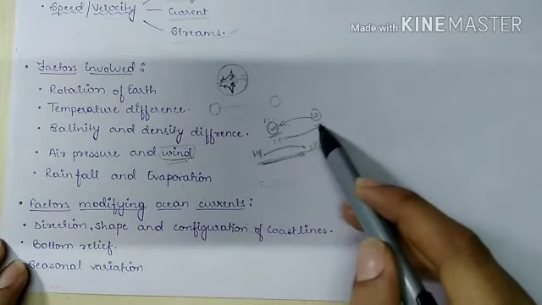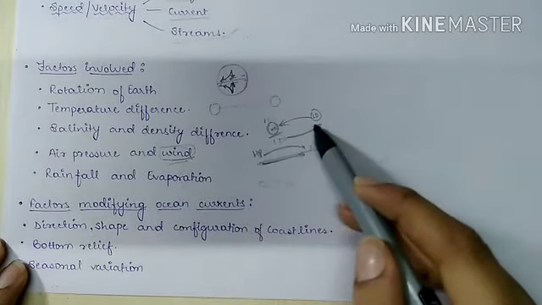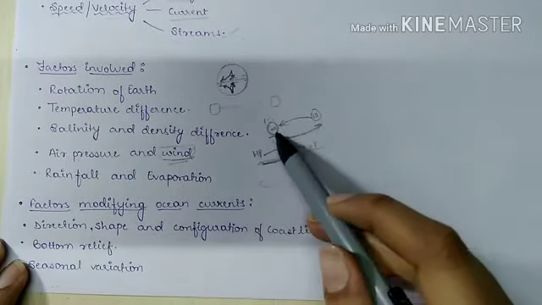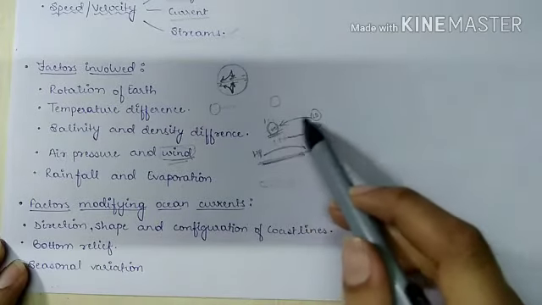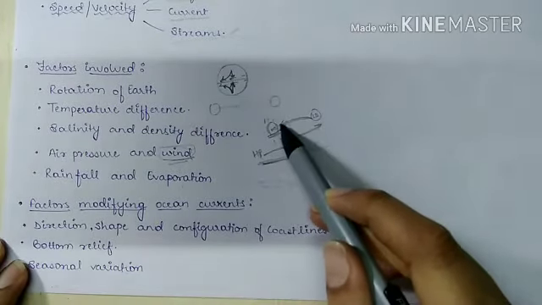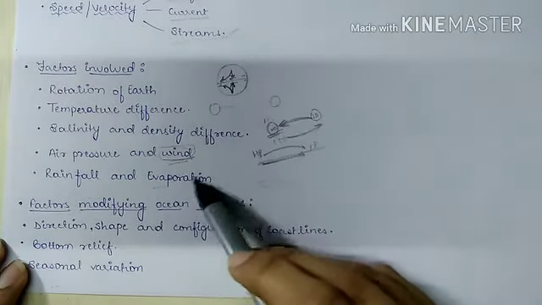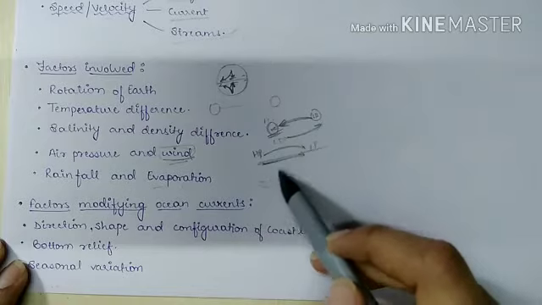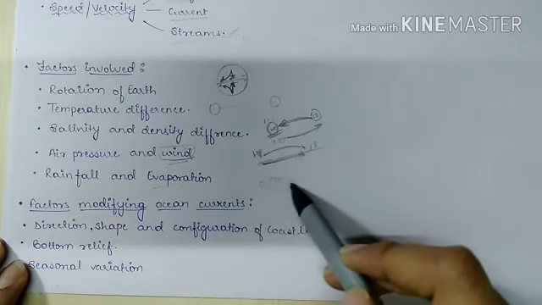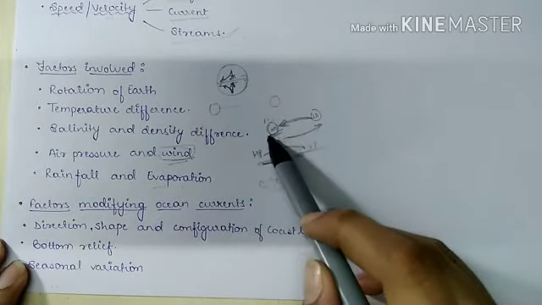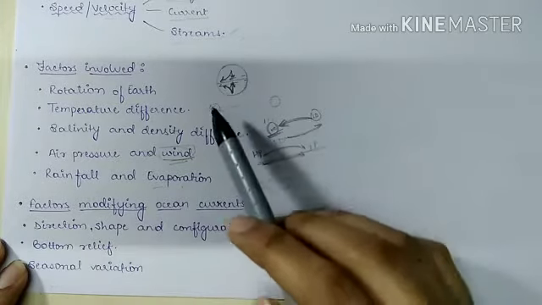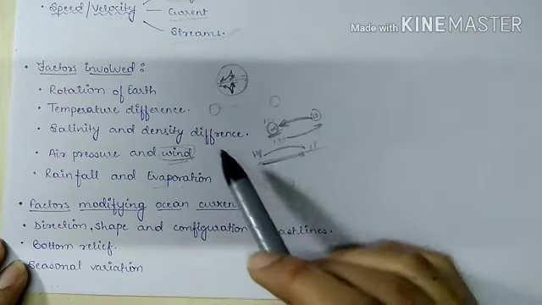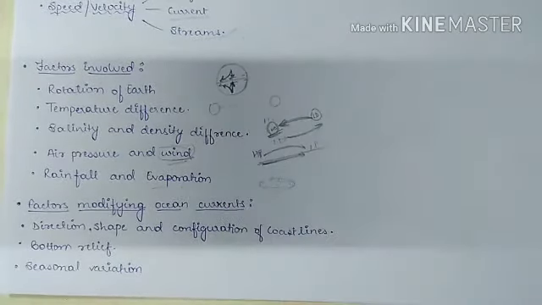water movement will be reversed, or if it becomes a comparatively lower density area, then the force of attraction will be lower. And evaporation causes an increase in salinity of the area, thus leading to a higher density area. Okay, so these are the factors that are involved in the formation of ocean current.